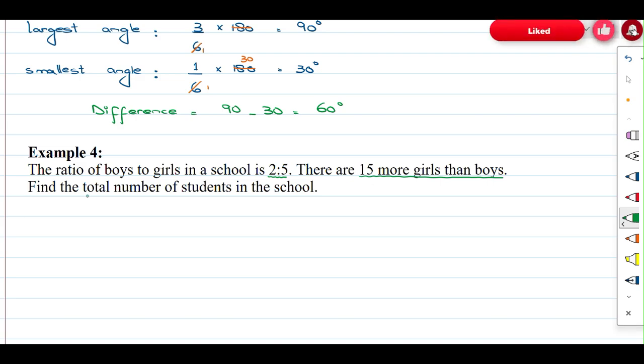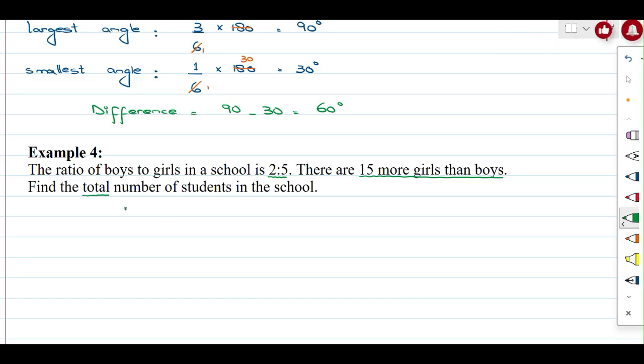We need to figure out the total number of students: the total number of girls plus the total number of boys. Those are the total number of students in the school. Now the total is not given. How can we solve this? For this we have to use the difference technique, right?